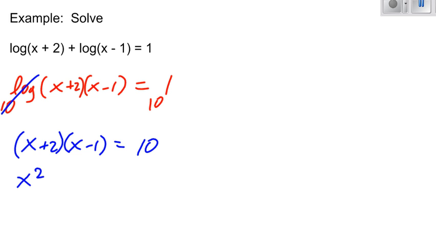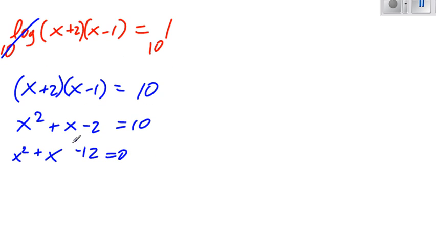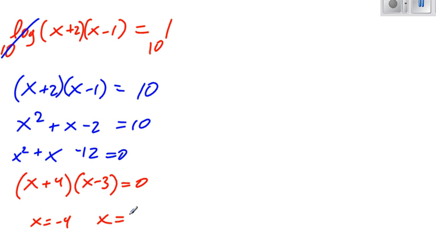FOIL it out, you get x squared plus x minus 2 equals 10. You have to finish it off by moving the 10 over, so subtract it, you get -12. You can solve by factoring. X plus 4, x minus 3. So our two answers, x equals -4 and x equals 3.